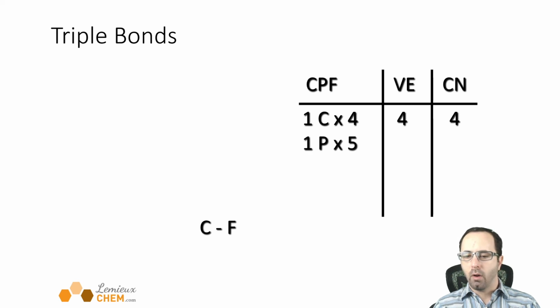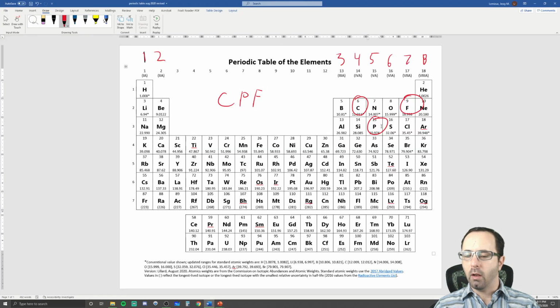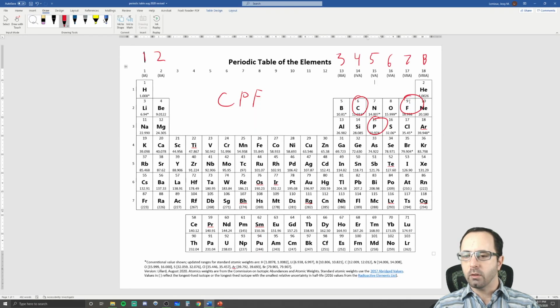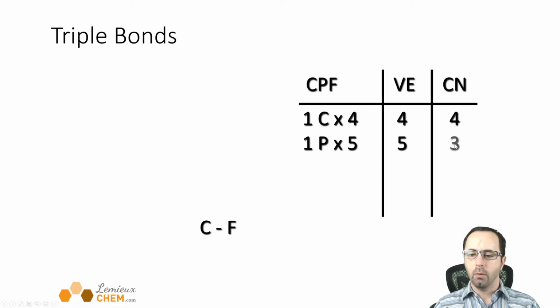We have 1 phosphorus, and phosphorus has 5 valence electrons. So 1 phosphorus with 5 valence electrons gives us 5 valence electrons from the phosphorus, 1 times 5. And for covalence number, the phosphorus starts with 5 valence electrons. It needs 1, 2, 3 more to have 8. And so the covalence number is 3 for the phosphorus.